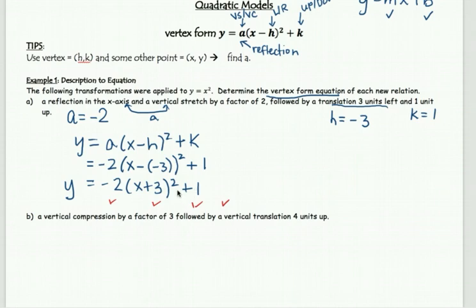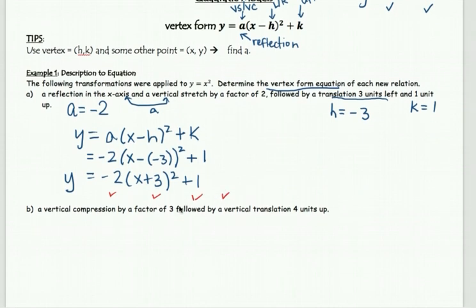Even once you build your equation, go backwards and ask, if I were to describe this, would I get these descriptions? Negative reflection in the x, yes. Vertical stretch by a factor of 2, yep. Left by 3, yes. And up by 1, yes. That's how you go back and forth, so you know you're doing it correctly. All right, let's move on to B.